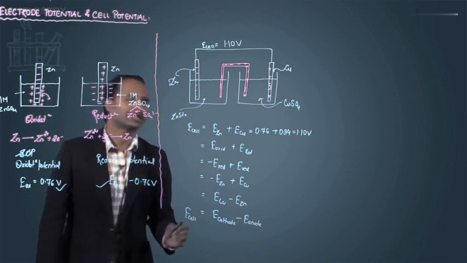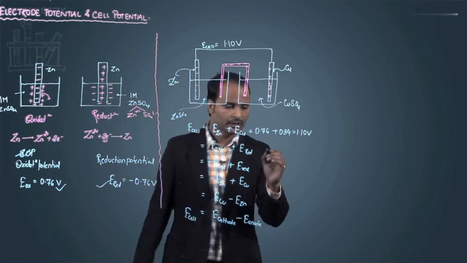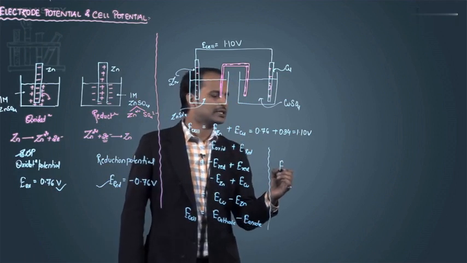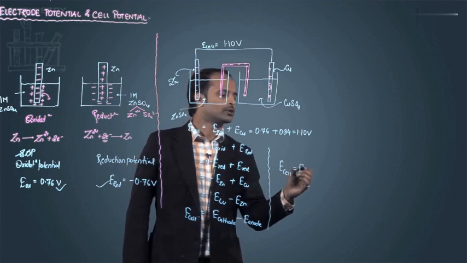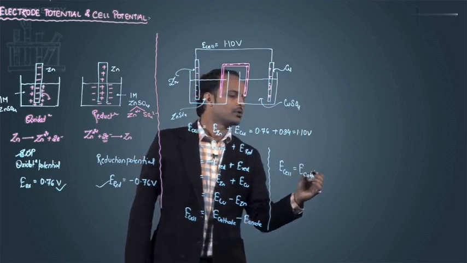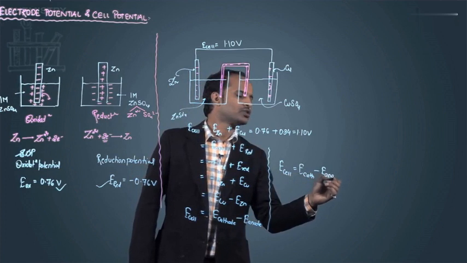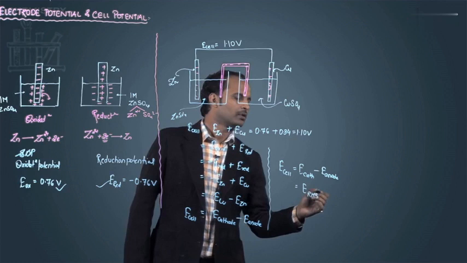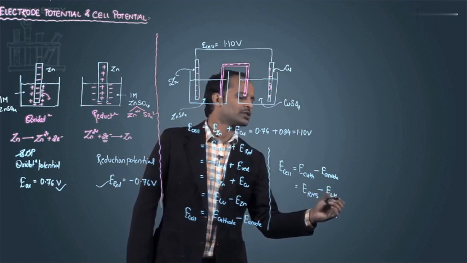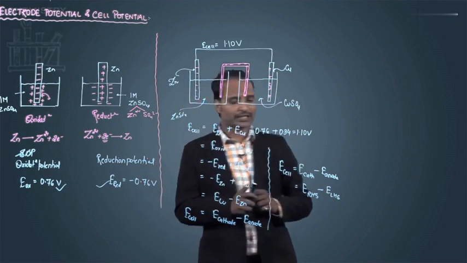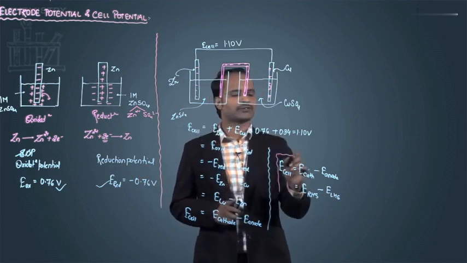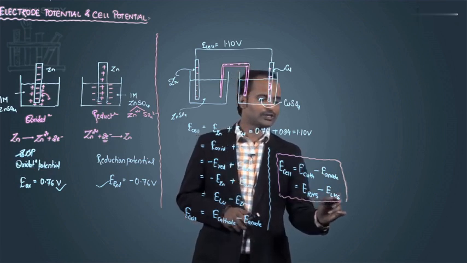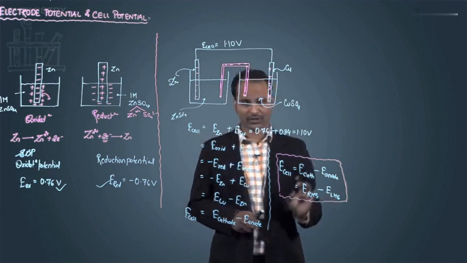E cell is equal to E cathode, that is, cathode potential minus anode potential. So finally we got the formula that E cell is equal to cathode potential minus anode potential, where I know that the cathode is always written on the right hand side, minus anode potential, which is written on the left hand side. But at the same time, keep in mind that when we use this formula we always consider reduction potential. So while using this formula you have to consider the reduction potential value.